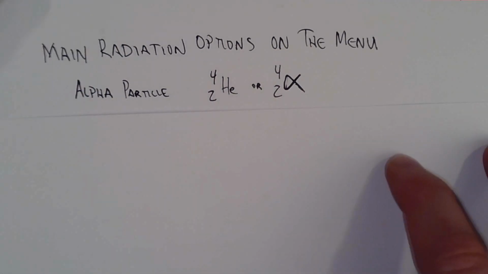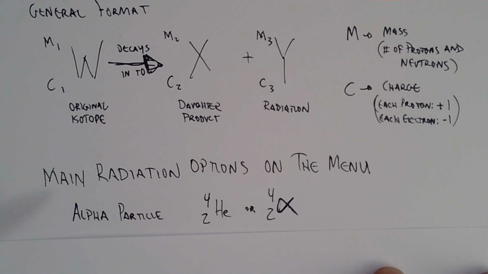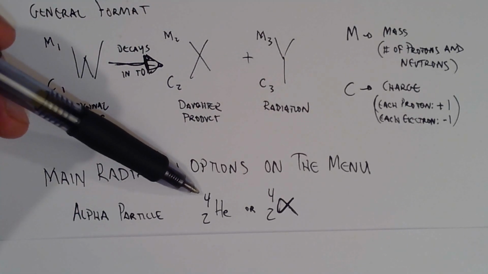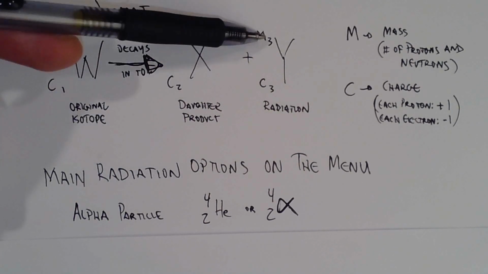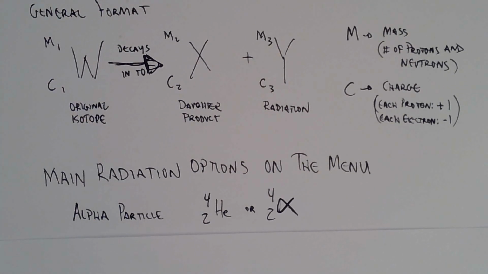These core numbers correspond with the same sort of idea that I was talking about before. So the mass of the helium nucleus is 4, means 2 protons and 2 neutrons, and it has a +2 charge associated with it because of the 2 protons. The neutrons don't factor in. Okay, that's the alpha particle.